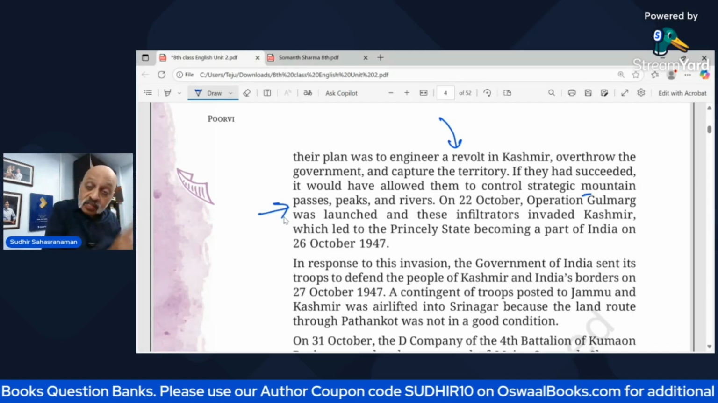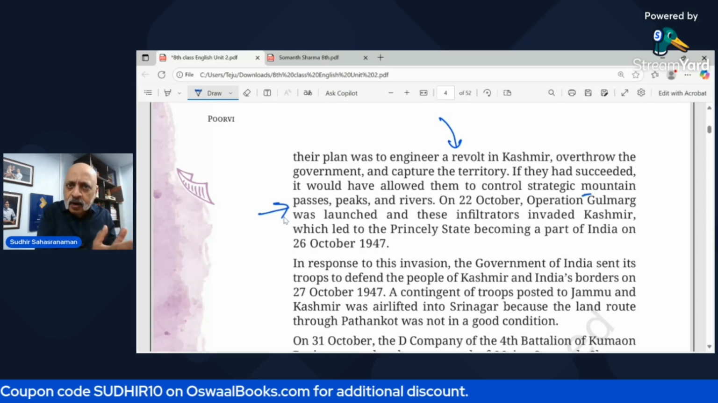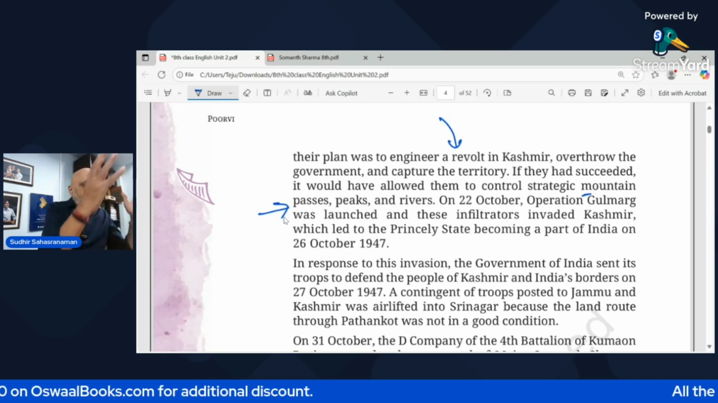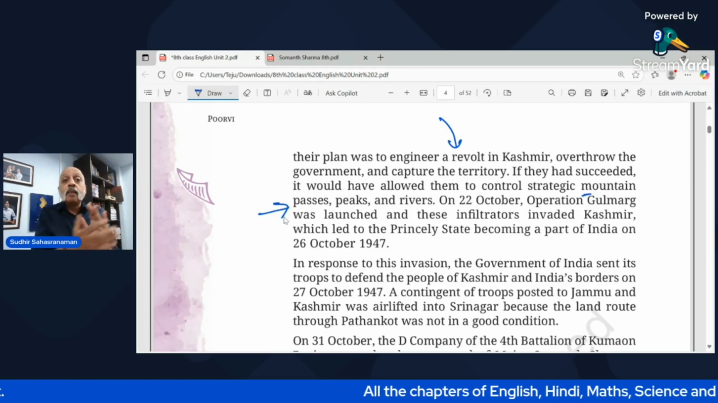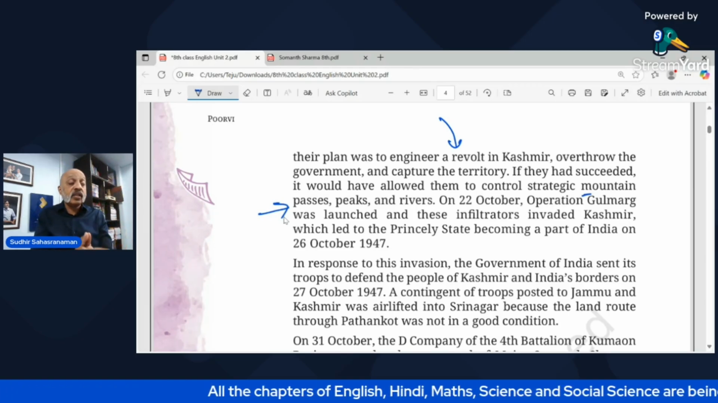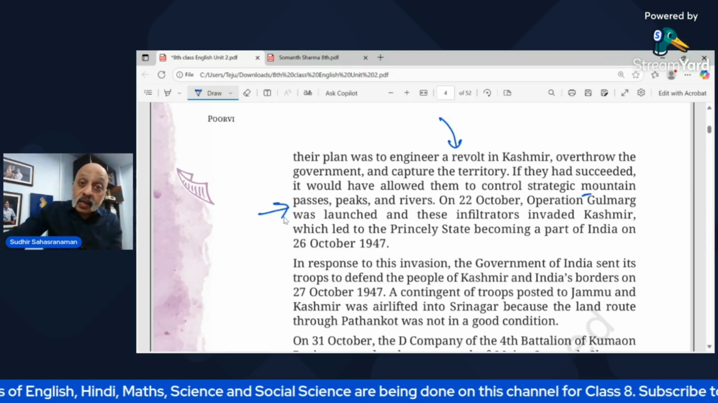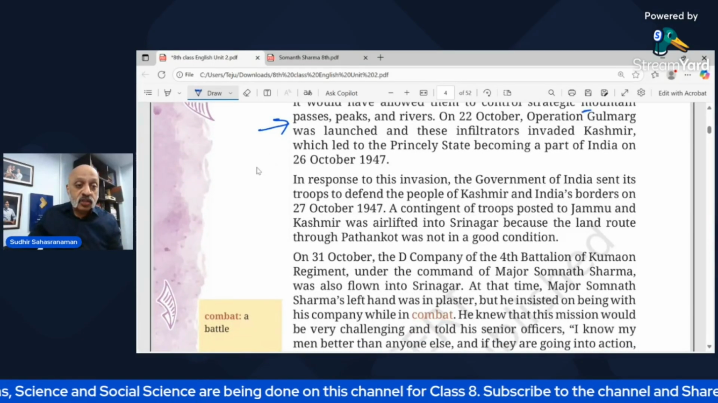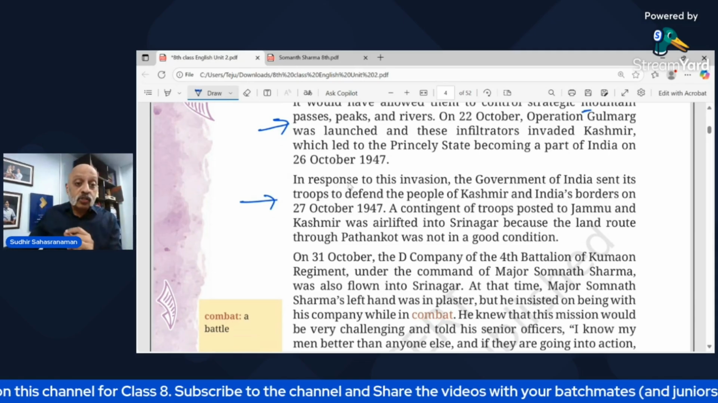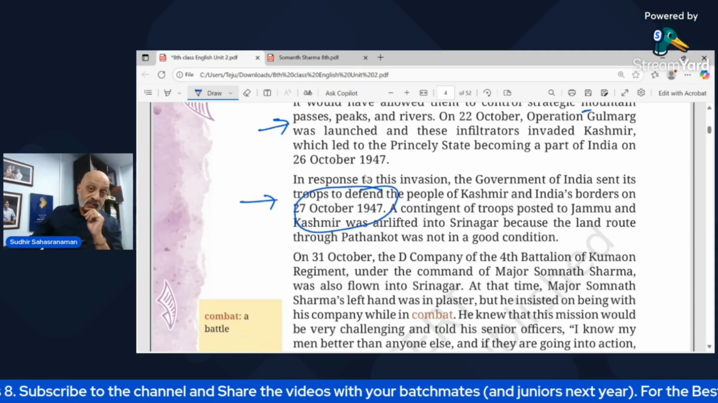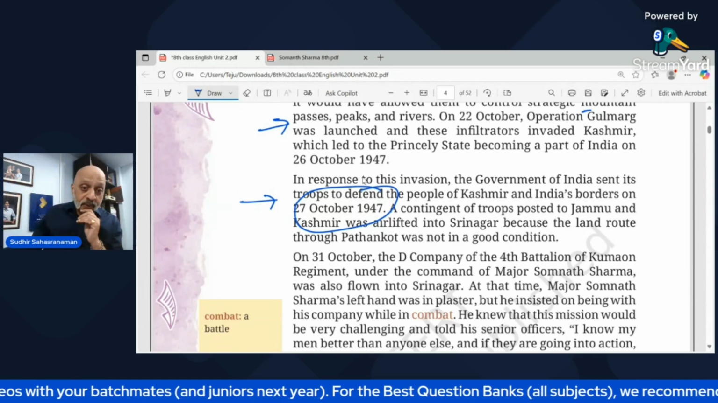So that is the history, that people believe that it should ideally be part of India. Pakistan contested it. It was an independent kingdom, and they wanted to force Maharaja Hari Singh into becoming part of Pakistan. But Maharaja Hari Singh preferred to be part of India, and that's when he appealed for help. Then, in response to this invasion, the government of India sent its troops to defend the people of Kashmir and India's borders on the 27th of October 1947. That is about 70 days after India became independent.